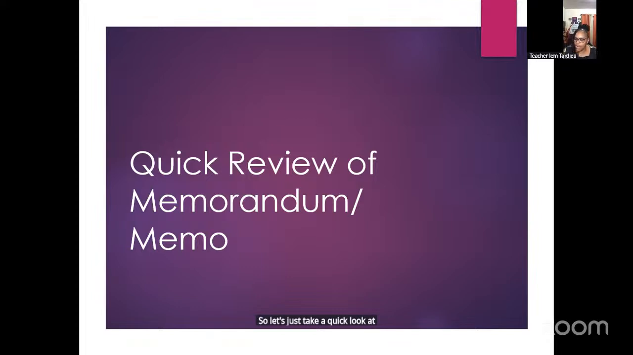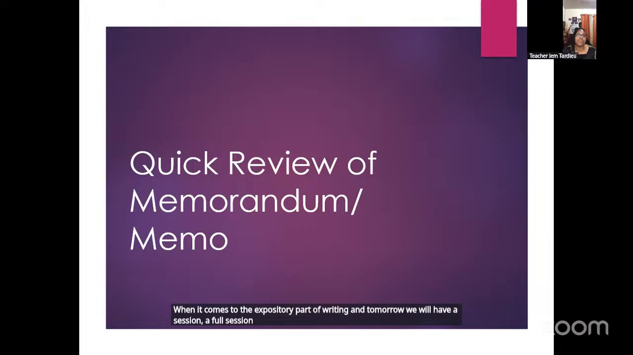So let's just take a quick look at memo, or the memorandum. This is the last thing that we are going to look at when it comes to the expository part of writing. And tomorrow we will have a full session on statistical report, because that is a whole style on its own.